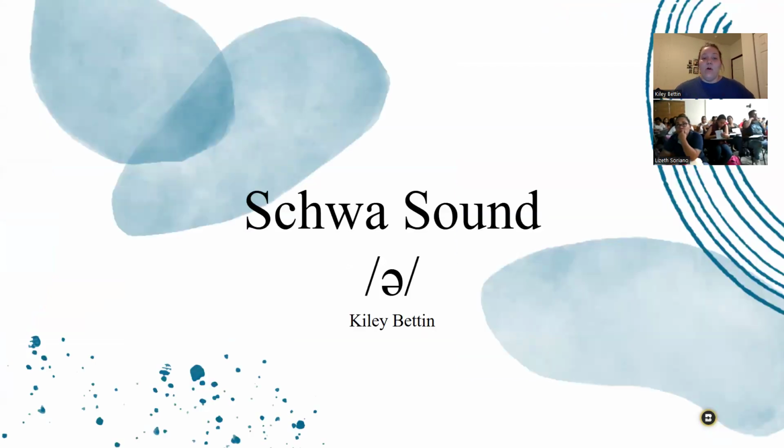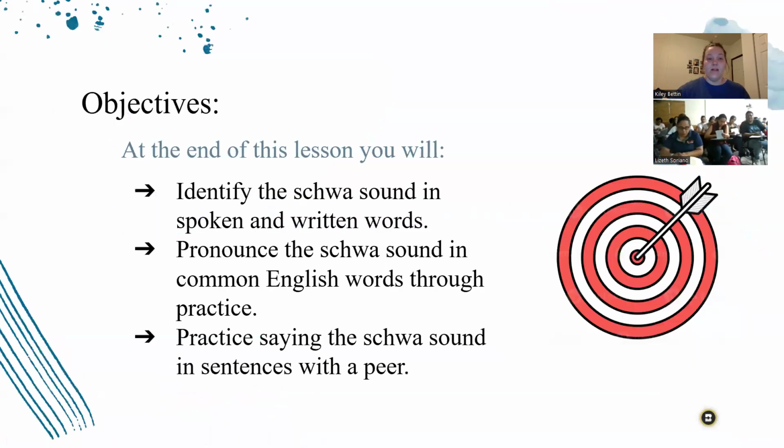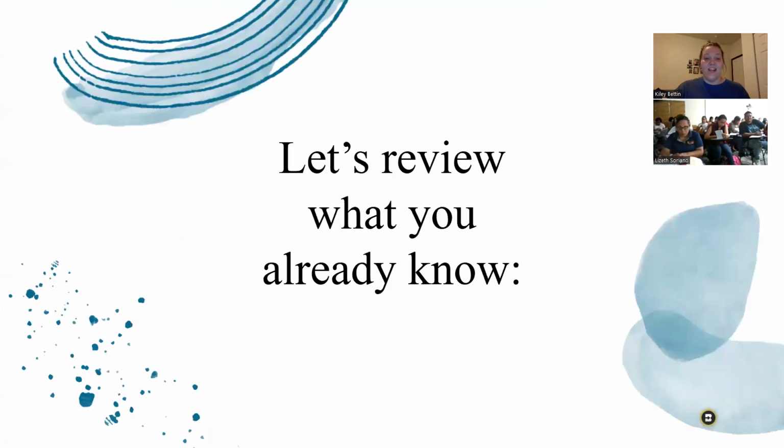But tonight we are going to be going over the schwa sound. I know you guys are already a little bit familiar with the schwa sound, so we're going to do a little bit of review and then dive a little deeper into this topic and what that's going to look like tonight. So a few objectives I have for this lesson is identify the schwa sound in spoken and written words, pronounce the schwa sound in common English words through practice, and then lastly is practicing saying the schwa sound in sentences with a partner. So tonight's going to be a lot of fun. I have a lot of fun stuff planned for us, but I'm really excited.